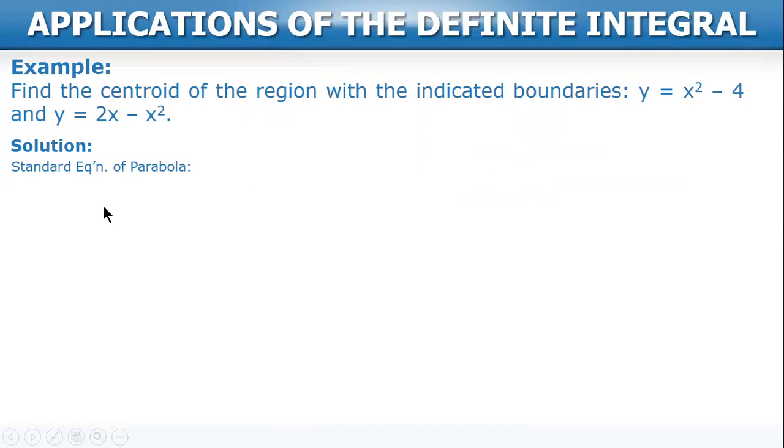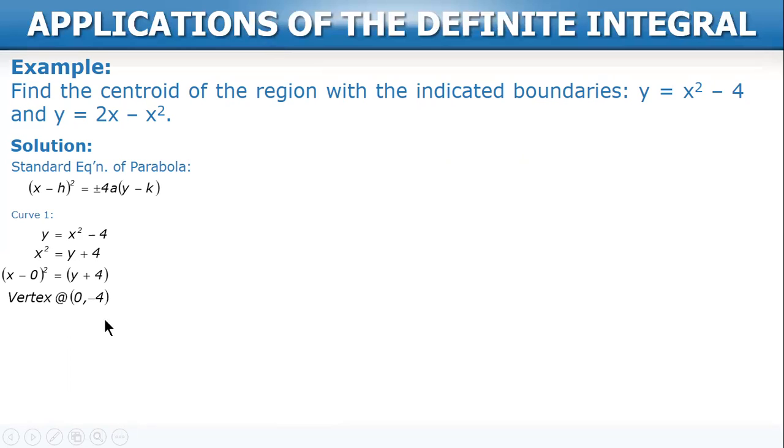The standard equation of a parabola is this. For x squared, if positive, then opening upward; if negative, opening downward. So for curve 1, y equal to x squared minus 4, let's rearrange terms and we have x squared equal to y plus 4. Fitting this to the standard form, we have x minus 0 squared equals y plus 4. Since it should be y minus negative 4 to make it positive 4, our vertex is 0 and negative 4. And since it's positive, the parabola is opening upward.